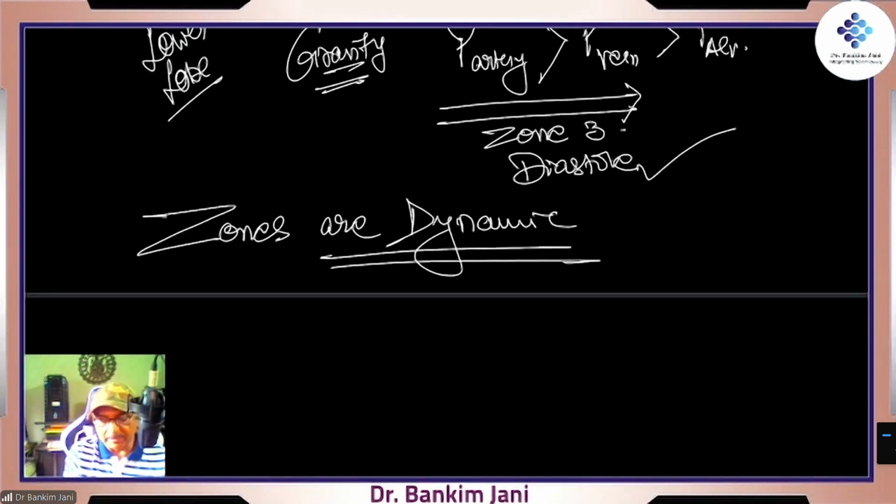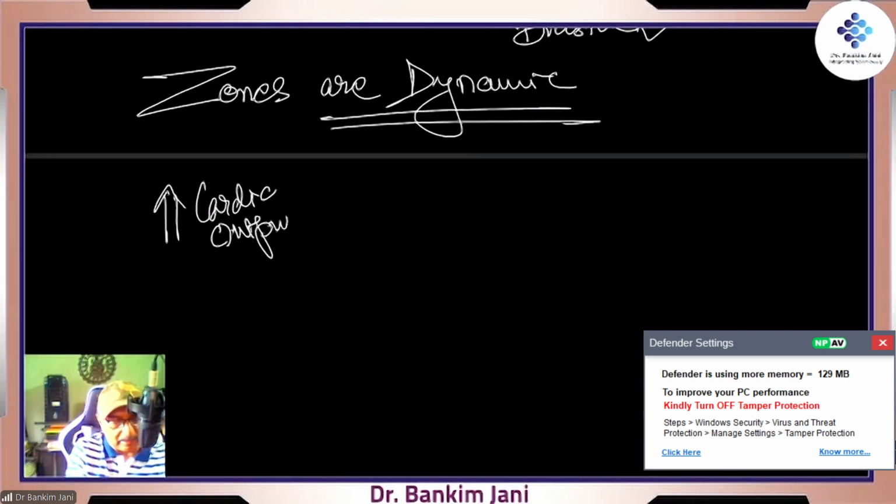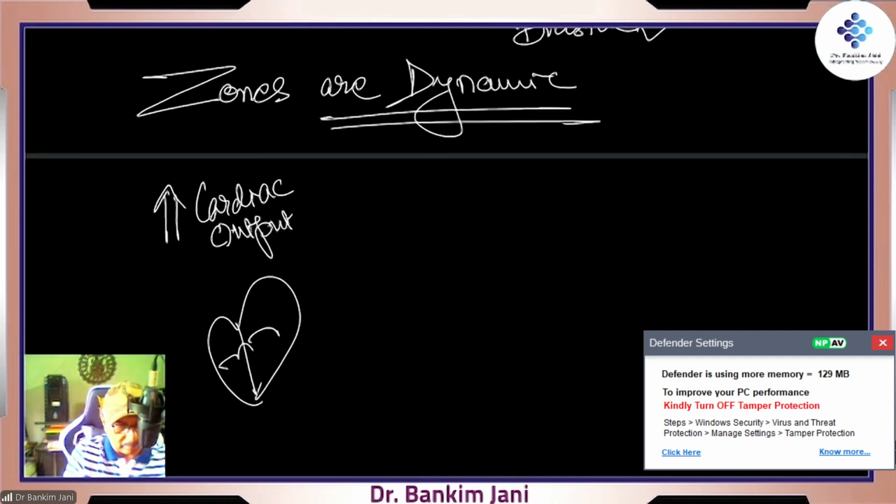Zones are dynamic. That means they keep on changing. Every day they can keep on changing. Any increase in the cardiac output, for whatever reason, means the heart is throwing more blood. That is what we are talking about, the right ventricle. The right ventricle is throwing more blood. So obviously the whole pressure would come up over here.